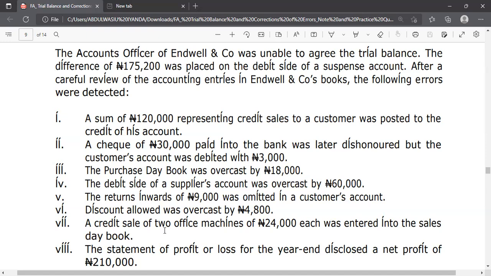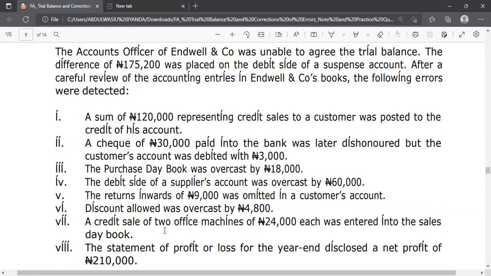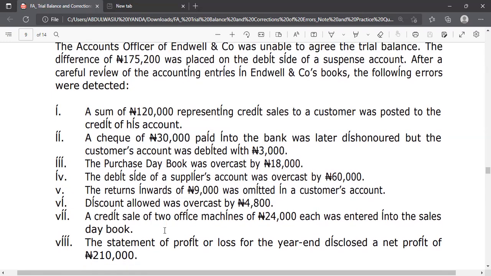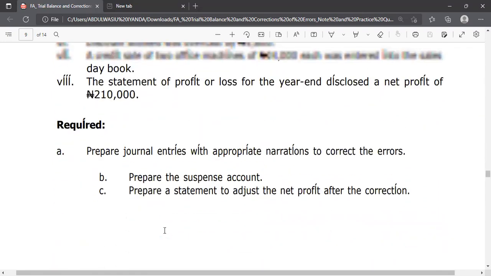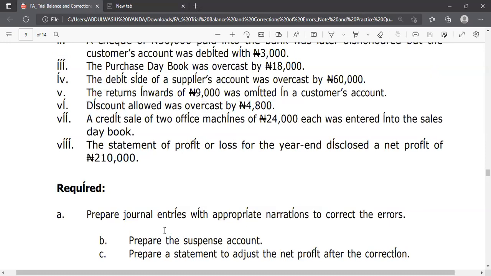Okay. They say the statement of profit or loss for the year ended disclosed a net profit of 240. So now let's get started. What's the first requirement? They say you should prepare a journal entry with appropriate narration, meaning that you need to explain. You are going to see the way I'm going to do it now.